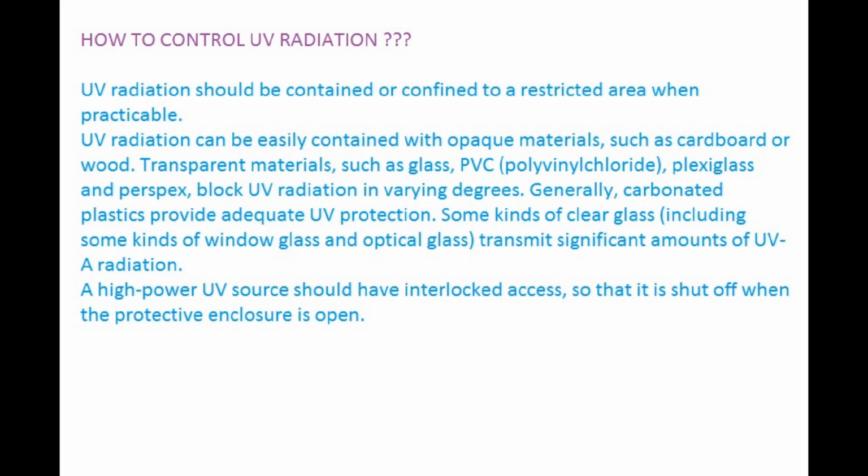Generally, carbonated plastics provide adequate UV protection. Some kinds of clear glass, including some kinds of window glass and optical glass, transmit significant amounts of UV radiation. A high-power UV source should have interlocked access, so that it is shut off when the protective enclosure is open.